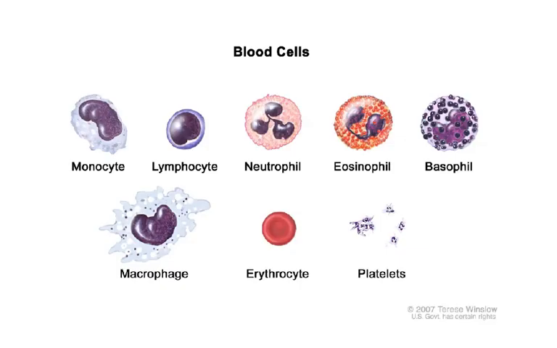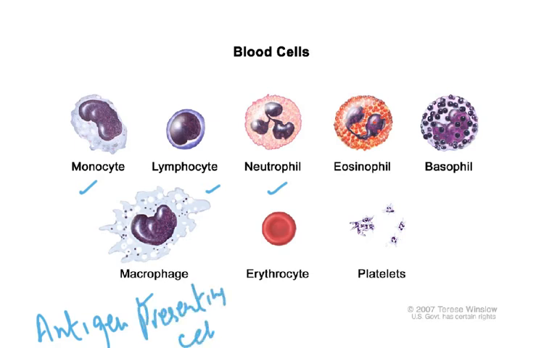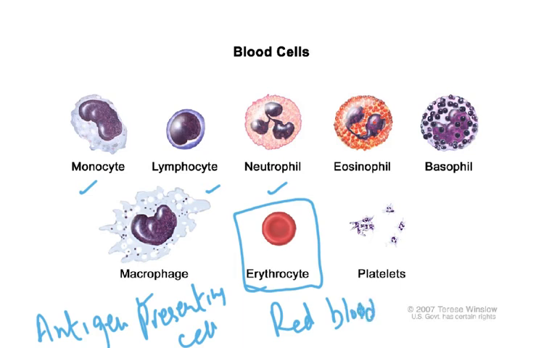Then let's look at another diagram. Here again monocyte, lymphocyte, neutrophil. Macrophage, yes, this is what we're going to talk about in the immunity chapter. The macrophage engulfs the pathogen and becomes an antigen presenting cell. And then erythrocyte. This is the red blood cell. Now you can see it is the smallest in size. And then the platelets, well, they're sometimes even called cell fragments.